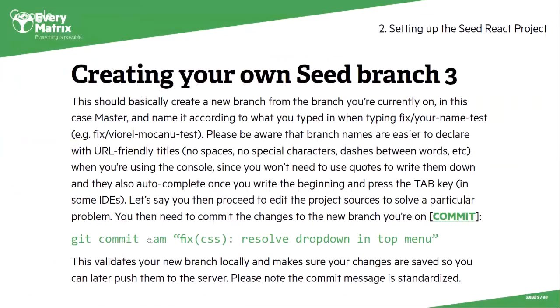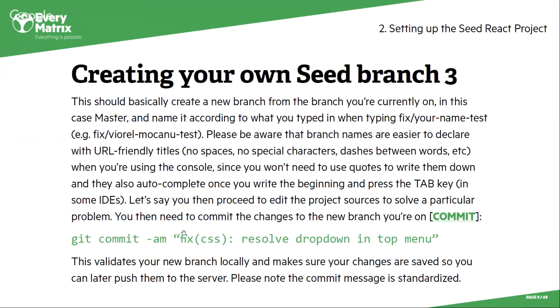So git commit -am "fix CSS resolve dropdown in top menu". This is an example, of course. So git commit commits the changes on my current branch, and -am basically, I think Radu can help here. Well, instead of git add and then git commit, it does both. Okay, so it's a shorthand version for git add. So I won't have to run git add for adding files to this commit. And this adds everything and commits it with the message.